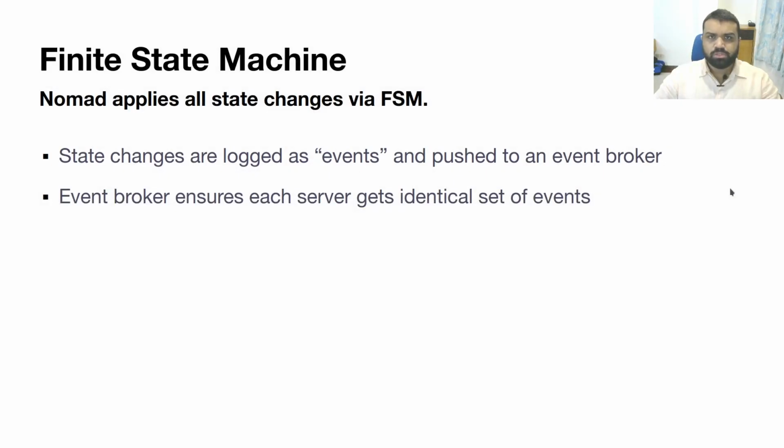All of these state changes are applied via a central component called the finite state machine, or FSM for short. In a Nomad cluster, no matter what operations are involved, any operation related to a state change goes through this FSM. These state changes are logged and pushed as events to a central entity called the event broker. This event broker is common across all the servers, so it doesn't matter which server you connect to, you'll get a consistent and identical set of events in the stream from the event subscription.